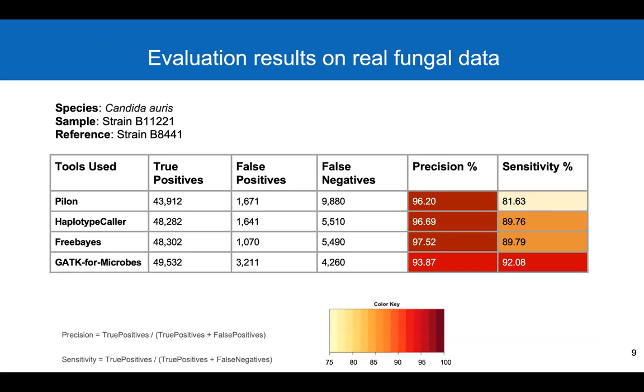We tested our new pipeline on real fungal data and compared it to other variant callers such as Pilon, FreeBayes, and GATK's germline tool, HaplotypeCaller. We found that our new GATK-for-Microbes methods does better than other callers in terms of sensitivity. But as you can see in the precision column, we still have some work to do. We are currently working on methods to improve our precision.